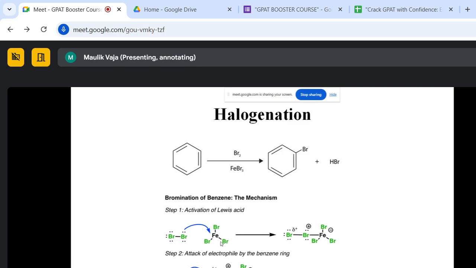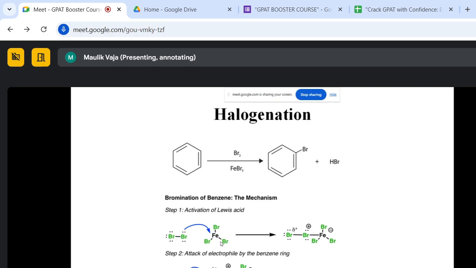Okay, so this is the main question asked from this halogenation reaction: what is the role of Lewis acid in electrophilic aromatic substitution, halogenation? The role of this Lewis acid is to increase the polarity of the bond. Br bond polarity will be increased. Now we talk about chlorination. You can get chlorobenzene.